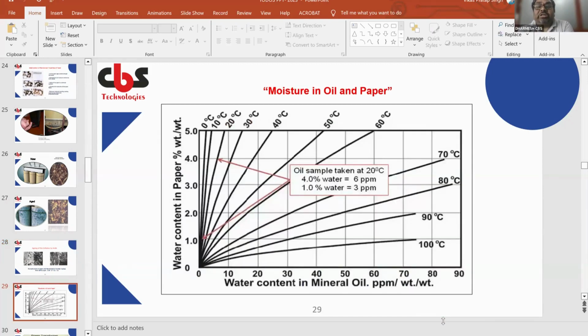This is the moisture in oil and paper. Here you can see on the x-axis water content in paper and then water content in mineral oil. If you see this oil sample taken at 20 degrees, 4% water means 6 ppm of water is available. Then there is another sample with 1% of water, which is 3 ppm. So the conclusion is that the ppm should be maintained as low as possible.